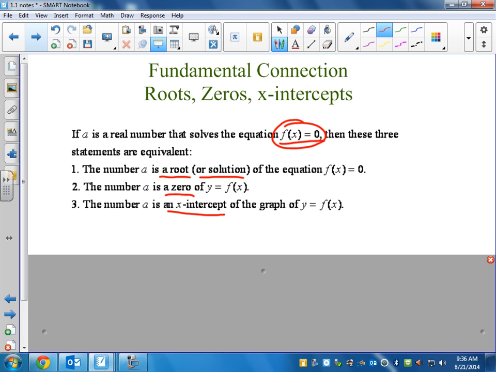So that's all that says in a whole bunch of words. We could also throw in a factor, right, and we'll talk about that later, but factors kind of lead us into zeros and roots and x-intercepts and solutions.